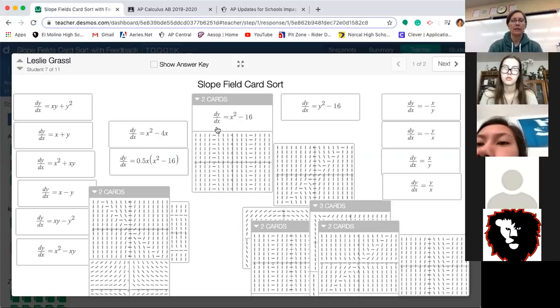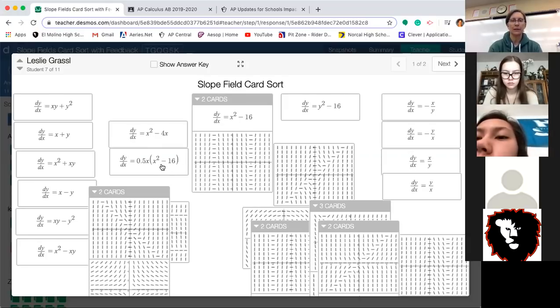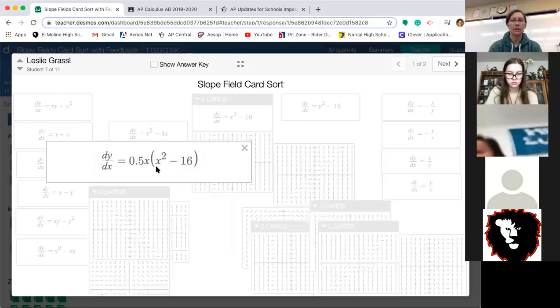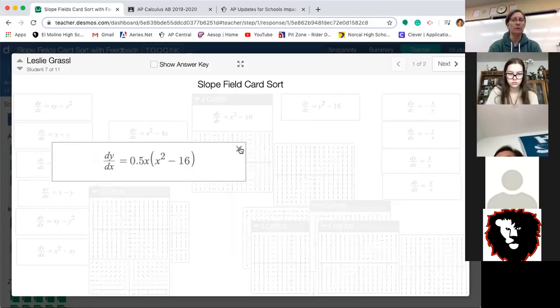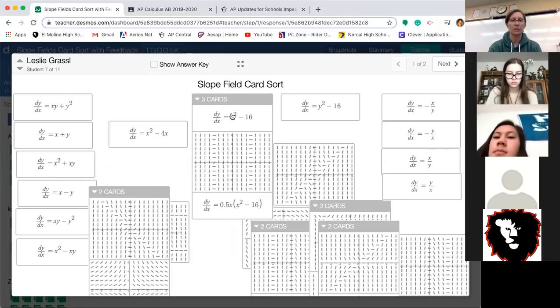Okay, so dy/dx is the slope, right? So 4 and -4 would be 0 here, because 4 squared minus 16 would be 0, and -4 squared minus 16 would be 0. But that happens here also, right? So that could also be this one. So I'm going to do that for now too, and just see if I can find that on another card.